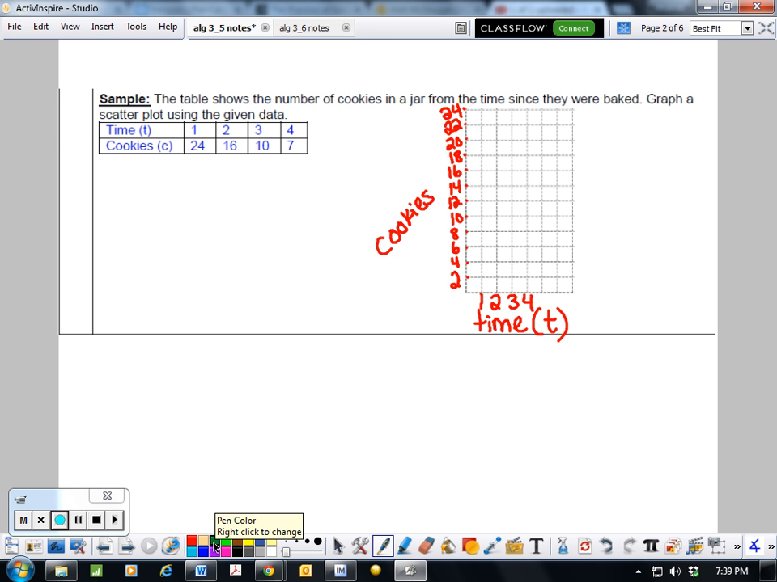So after 1 minute, there were 24 cookies left. Now, after 2 minutes, there's only 16 cookies left. So some people in the house got a little hungry. Now, after 3 minutes, there's only 10 cookies left. Looks like people like their cookies nice, warm, and gooey in this household. And then after 4 minutes, there's only 7 cookies left. So it kind of looks like there may be a curved pattern there. It may not, we don't really know, but that's our data. So it looks like as time passes, the number of cookies goes down.